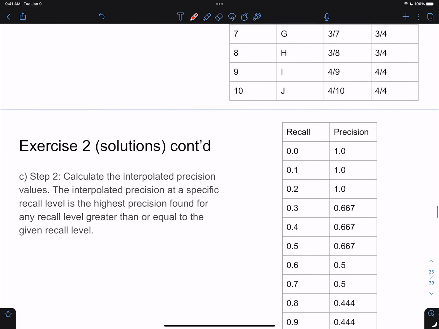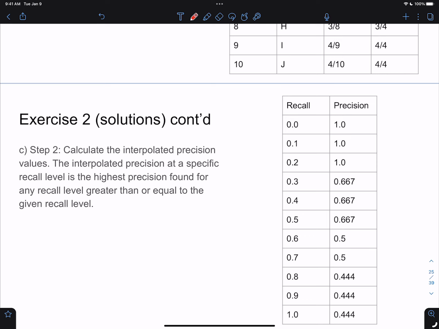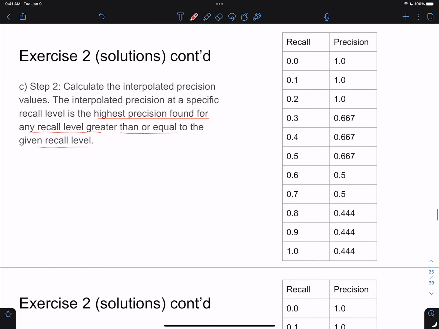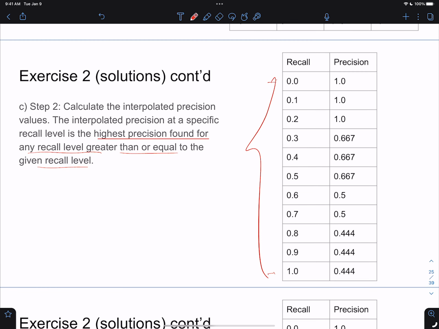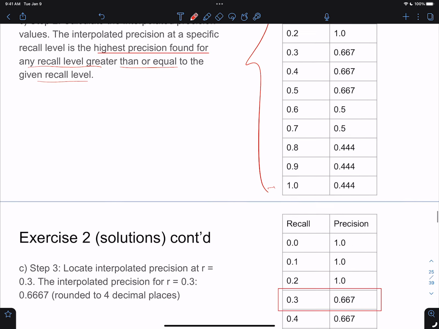Okay. Now, once you have precision and recall values, step 2 is to calculate the interpolated precision of those values. So the interpolated precision at a specific recall level is the highest precision found for any recall level greater than or equal to the given recall level. So as you can see, we have the intervals here, 0 to 1, okay? And then for each instance, the interpolated precision at that recall level is the highest precision found for any recall level greater than or equal to the given recall level. So essentially, given these values, you'll be able to determine that.